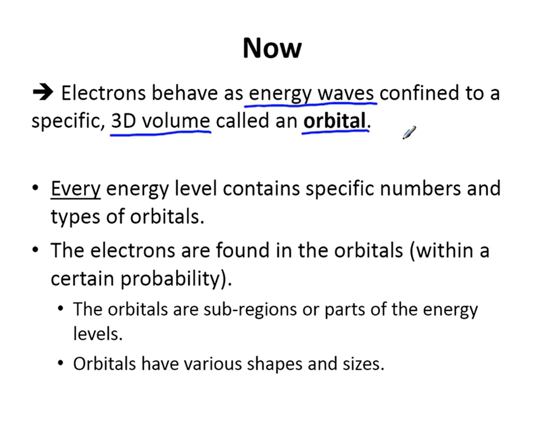Every energy level that's there still exists, but it has specific types of numbers for each of these different orbitals. When we talk about the orbitals and the electrons occupy them, they're found in the orbitals, but only with a certain probability, and we'll come back to a little bit more about that later in the lesson. The orbitals are also broken down into subparts or different regions. So think about a big neighborhood, and within the neighborhood there are different homes, different shapes and sizes of them. Same kind of idea here with the orbitals.